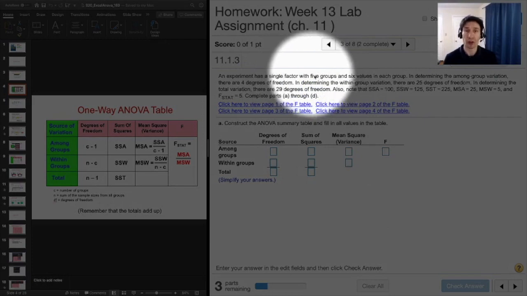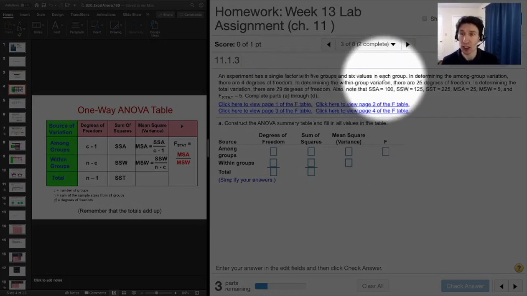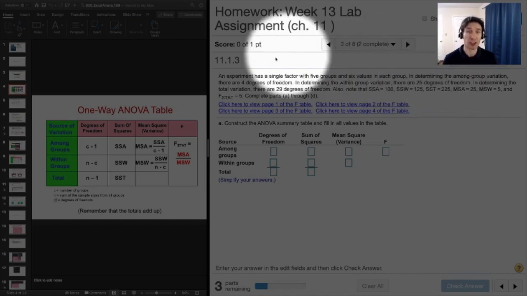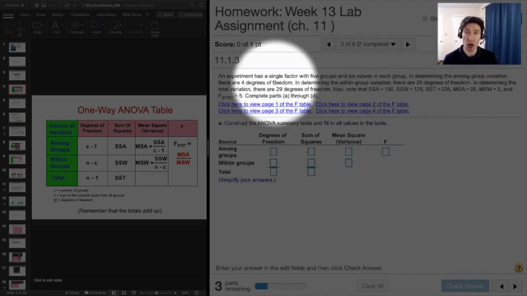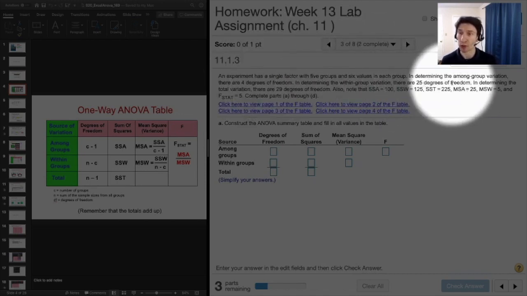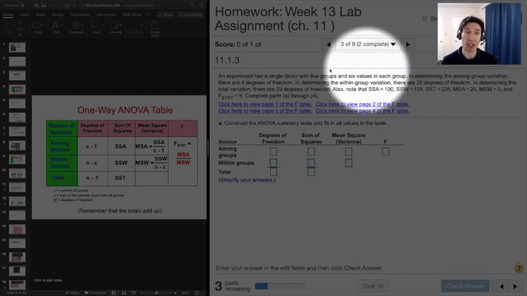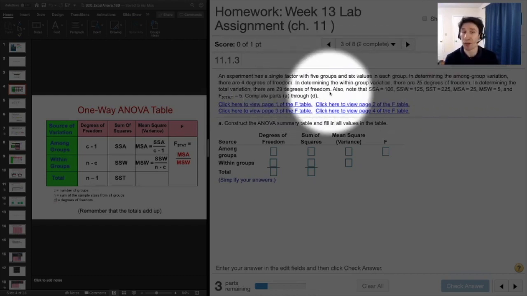Single factor, 5 groups, 6 values in each group. It's even the same values. By chance, we got the same ones. 4 degrees of freedom in the among group variation, 25 degrees of freedom in the within group variation, 29 degrees of freedom in the total variation. This looks like it's the same question, but it's actually a different question.